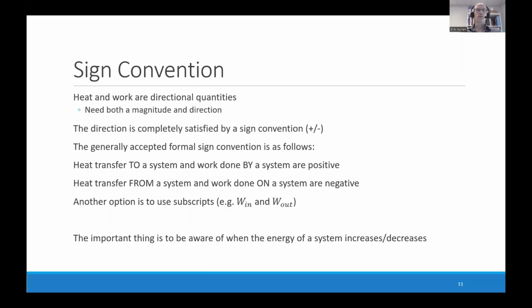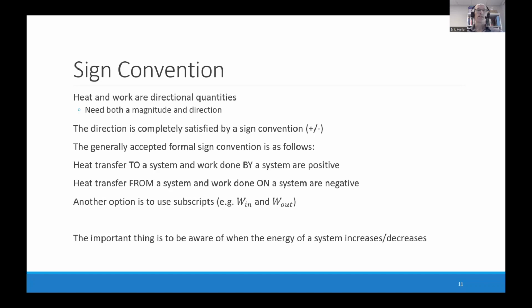There is a big difference between energy coming into the system and energy going out. Therefore, both heat and work are directional quantities. However, this direction can be completely defined by a sign convention, plus or minus. Now, unfortunately, the standard thermodynamics sign conventions are not entirely intuitive. Heat transferred to a system and work done by the system are both positive, while heat transferred from a system and work done on a system are negative.